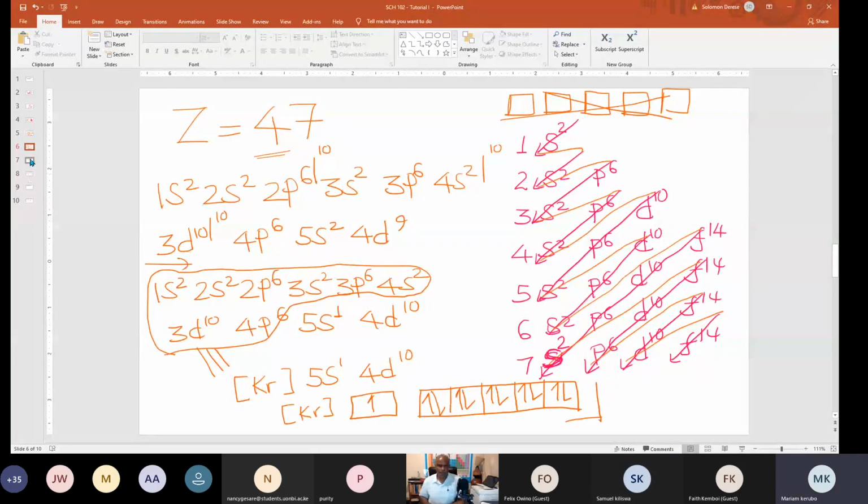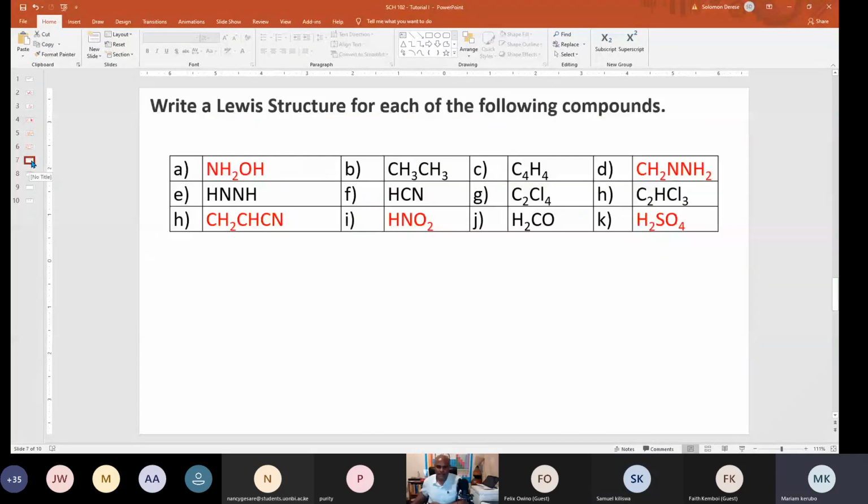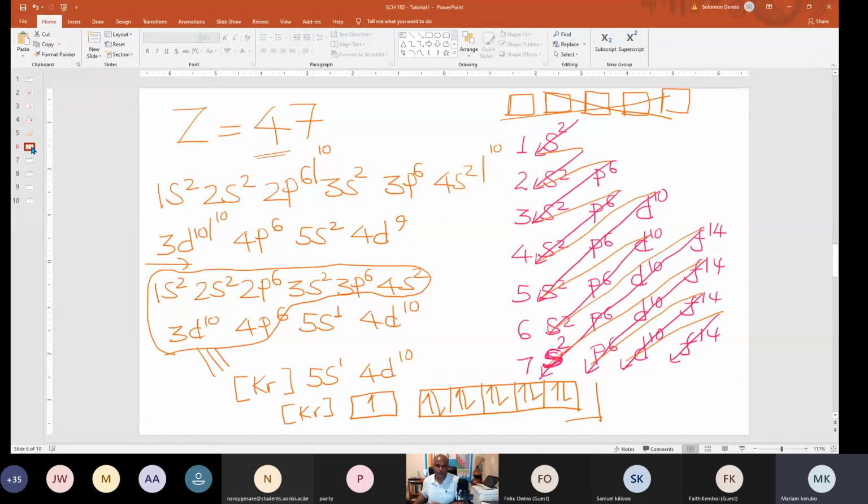Excuse me, I have a question. Yes, please ask. I was asking, for instance, the one that you finished with, you've gone 4p6, then 5s1 and then 4d10. Should you fill the 5s orbital before filling the 4d orbital? Yes.